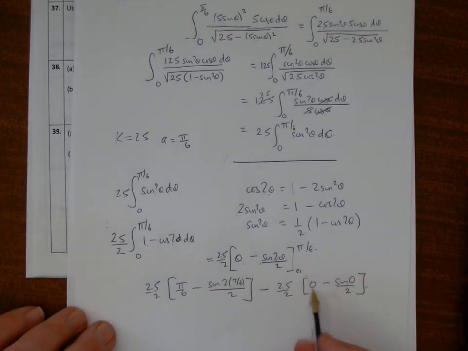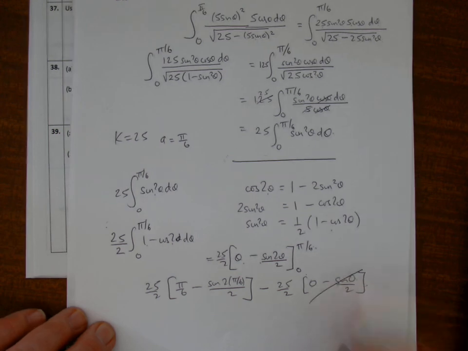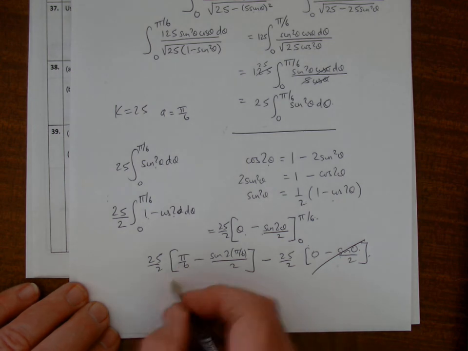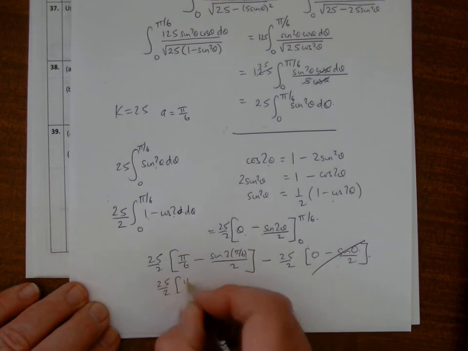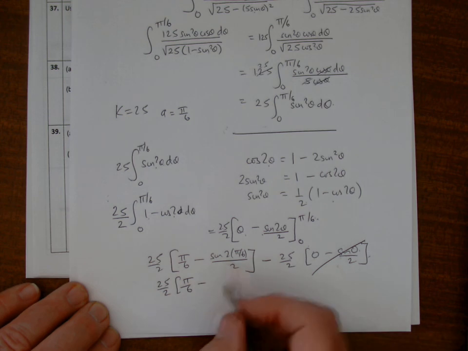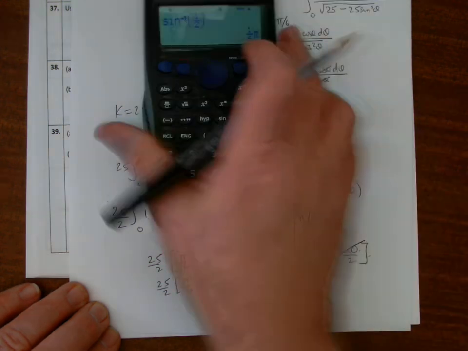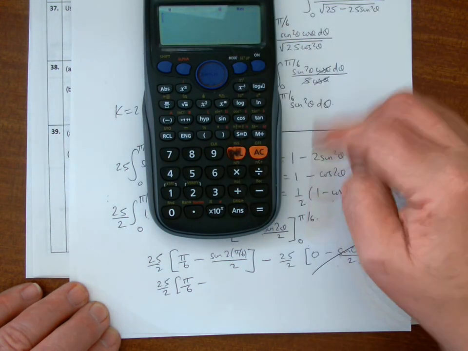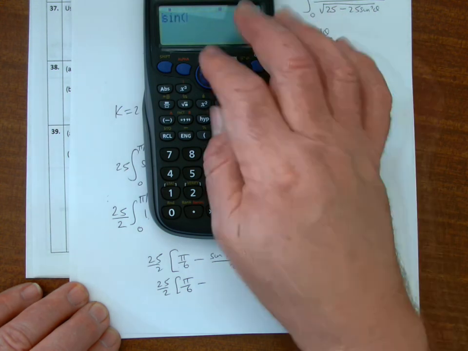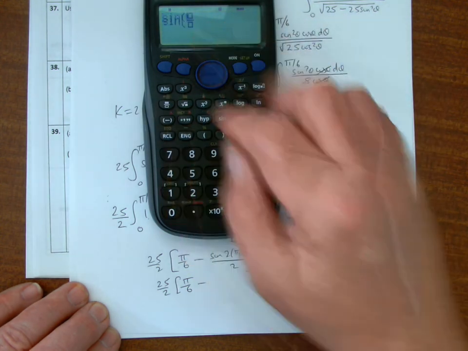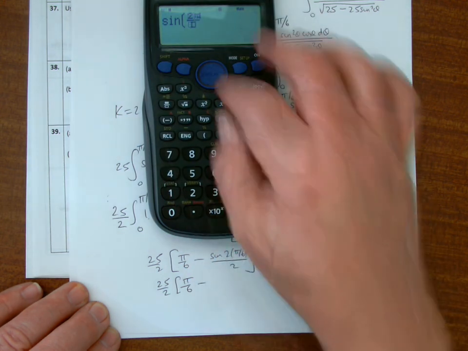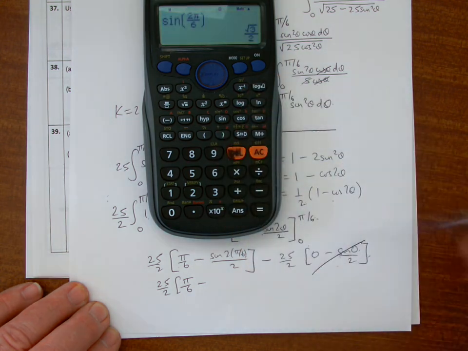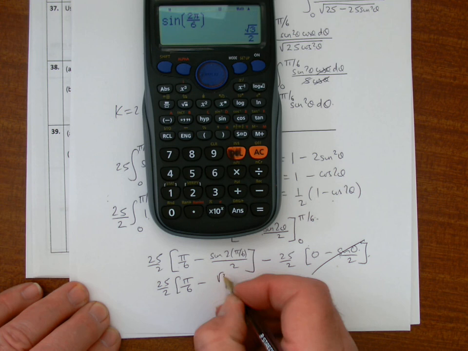Looking at this right hand bracket, obviously sine of 0 is 0, so that becomes 0, so I only need to evaluate this first one. It's 25 over 2, pi by 6 minus, now then, to work out sine of 2 lots of pi by 6, I can just go straight to the calculator here. Again, remember, I've got to be in radian mode there. Check that out on the calculator. So I've got sine of 2 pi over 6, which is root 3 over 2, over 2.